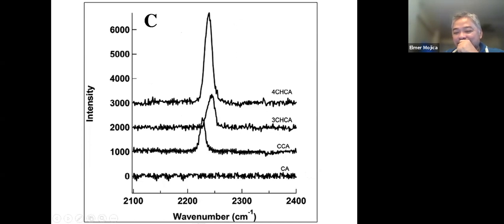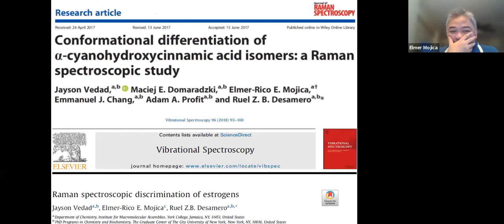And as you could see, only the hydroxycinnamic acid is not exhibiting any peak, because this peak is due to the cyano functional group. So we just do it like that and we're able to get the paper. And then there's a follow-up on that. This one we already described: why the 4-cyanohydroxycinnamic acid is a good MALDI material compared to its isomer, the 3-cyanohydroxycinnamic acid.